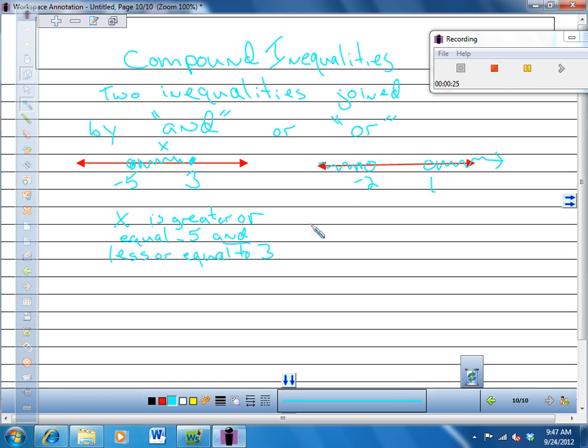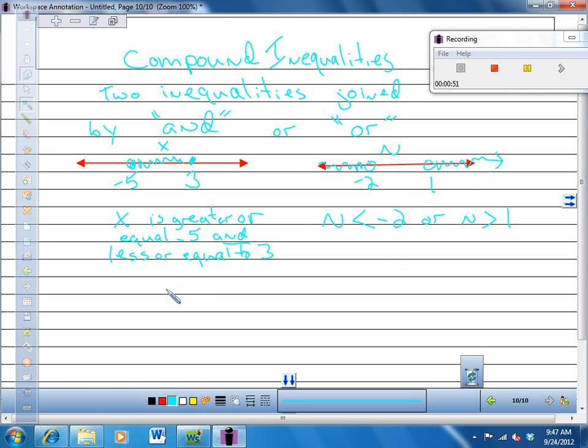For this one here, we write this as, this is like n or something. n is less than -2 because it's an open circle, or n is greater than 1. Okay? If it's an "or," you have to separate it into two separate inequalities.